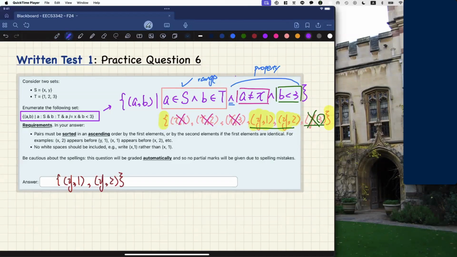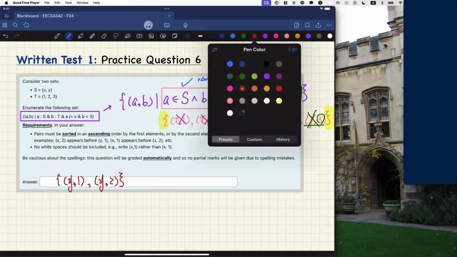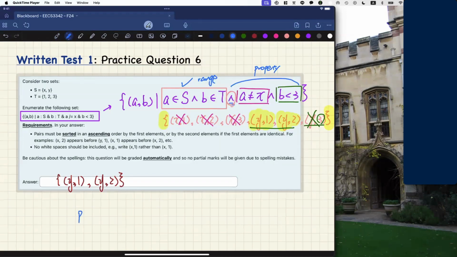So for the property here, let's say we still keep the conjunction. Okay, conjunction, don't change it. It should be there. But now for the property, what you can try is, what if I change that to be A not equal to X or B less than 3? What's going to be the resulting set? That'll be your exercise number 1.